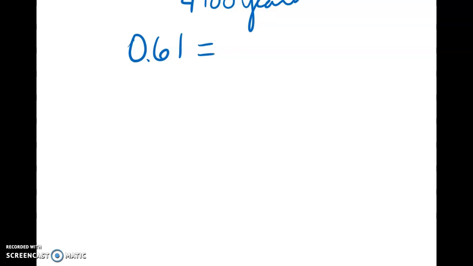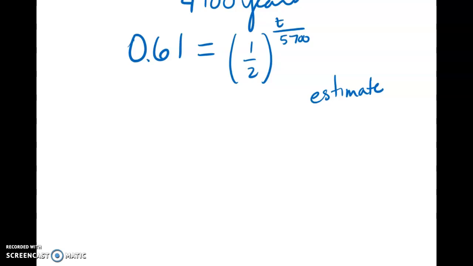This was 1/2 raised to the t over 5,700. And just like I did in the prior problem, I'm going to estimate. So I want to see what values for t I can put in here to get this right side to equal 0.61. So let's try some values.